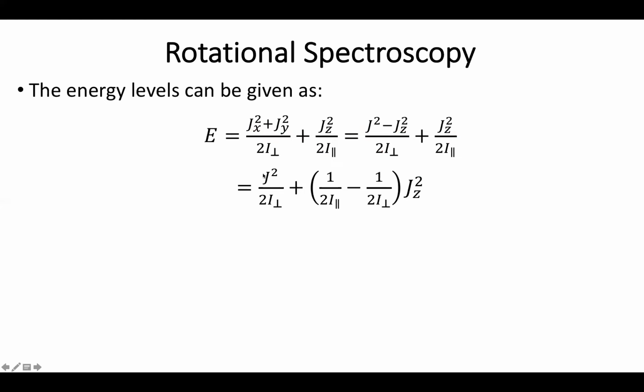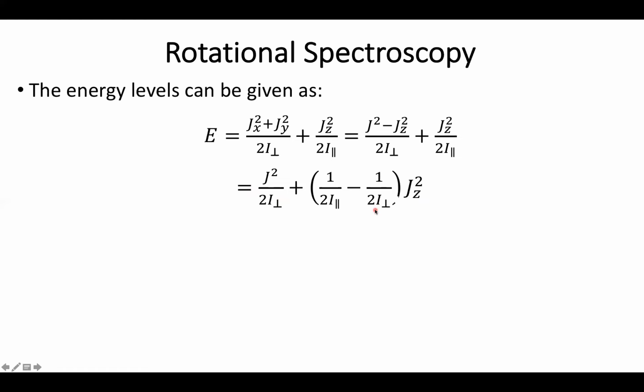Then I can rearrange this term to bring my Jz values together, leaving behind a total angular momentum combined with the moment of inertia in the perpendicular or the degenerate axis. And then what I've essentially done is I've added in a correction term based on the z-axis.